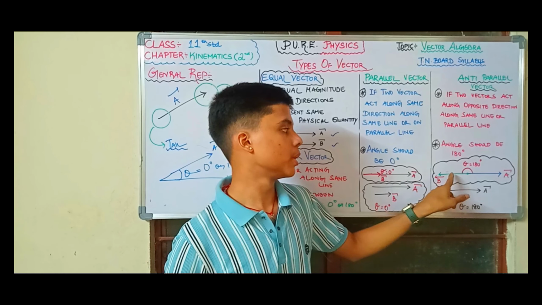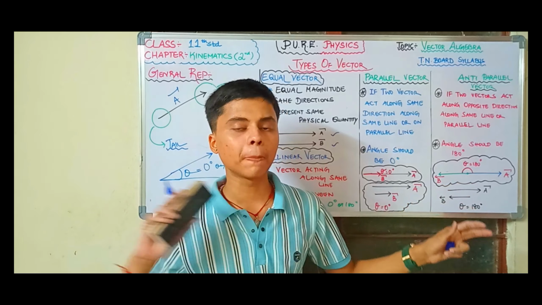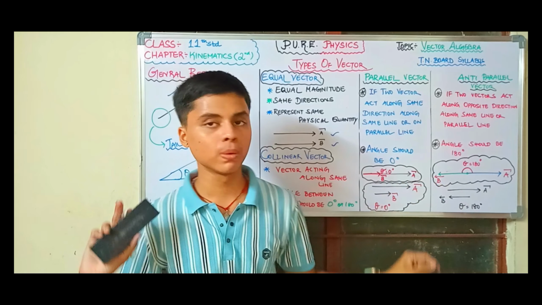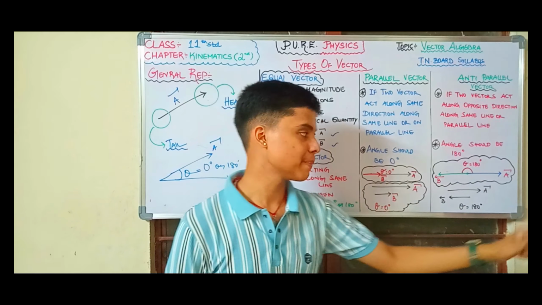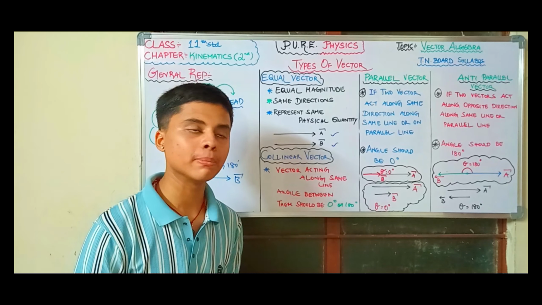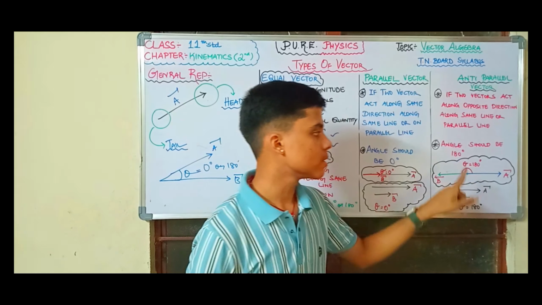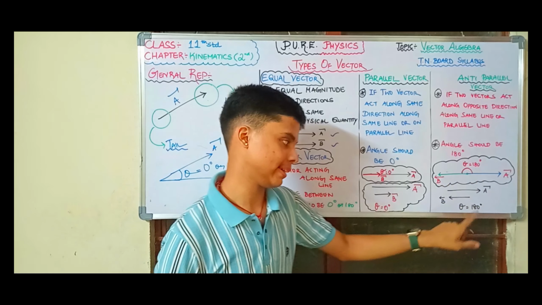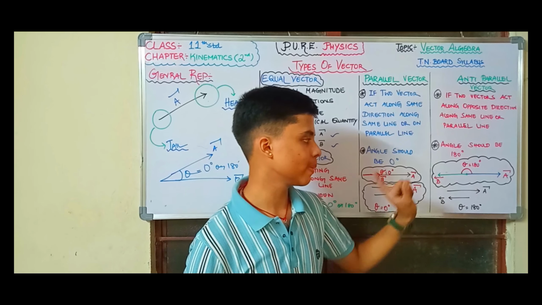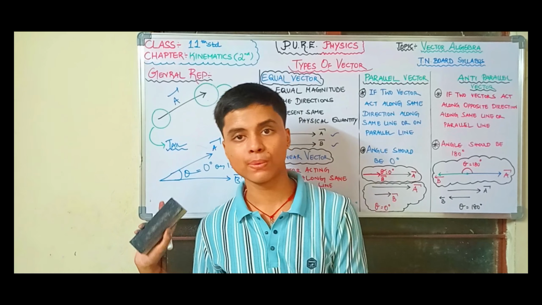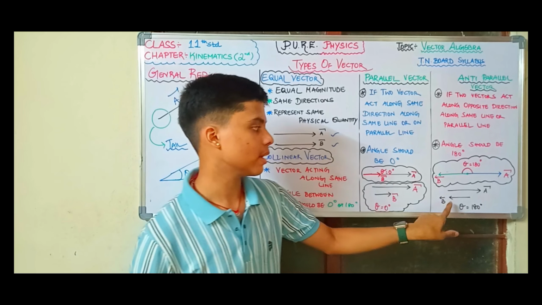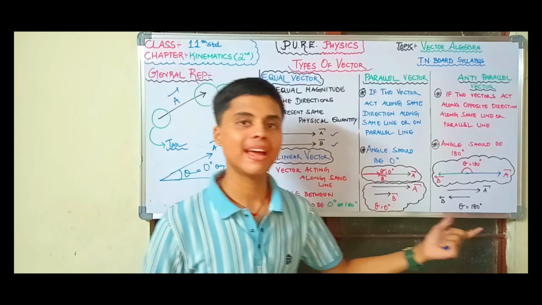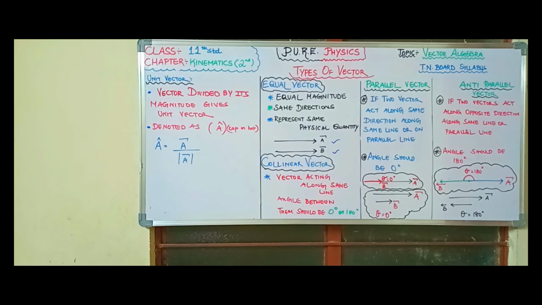If I take two vectors moving in opposite directions, B vector is moving towards my right and A vector is moving towards my left. There the angle formed is 180 degrees. So it is an anti-parallel vector. Here the A vector is moving towards my left and B vector is moving towards my right along parallel lines. Therefore they are anti-parallel, where the angle is 180 degrees.